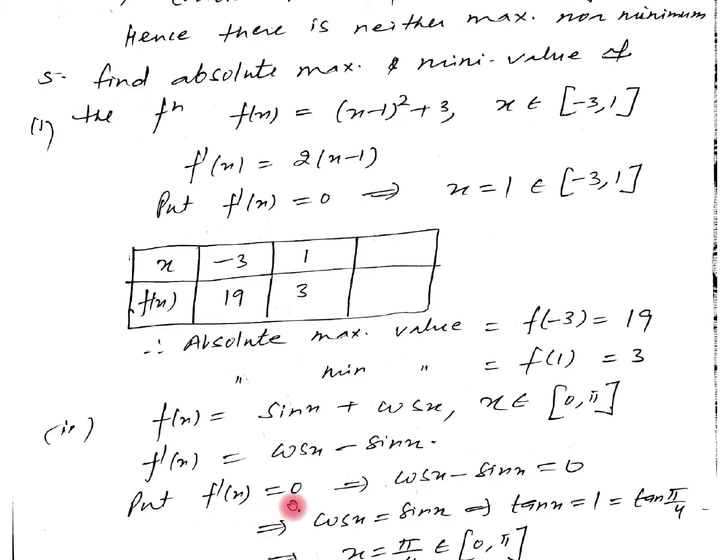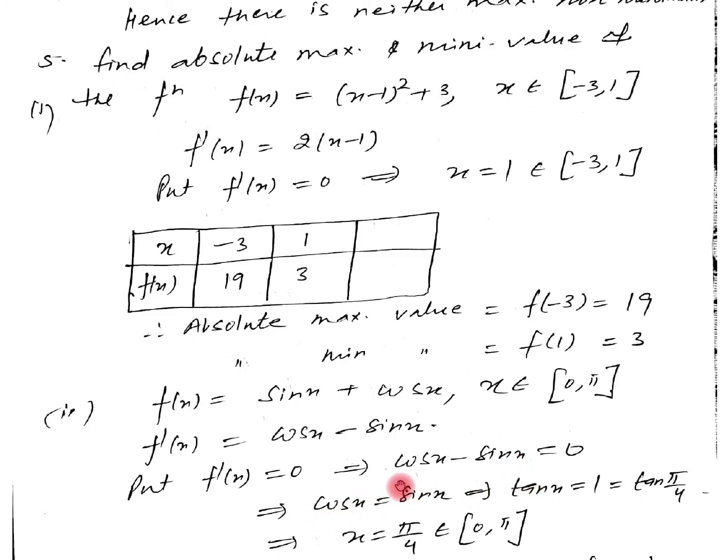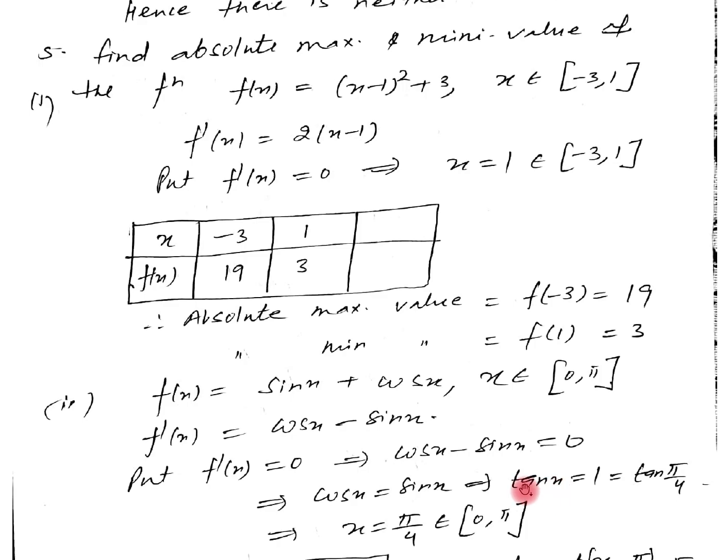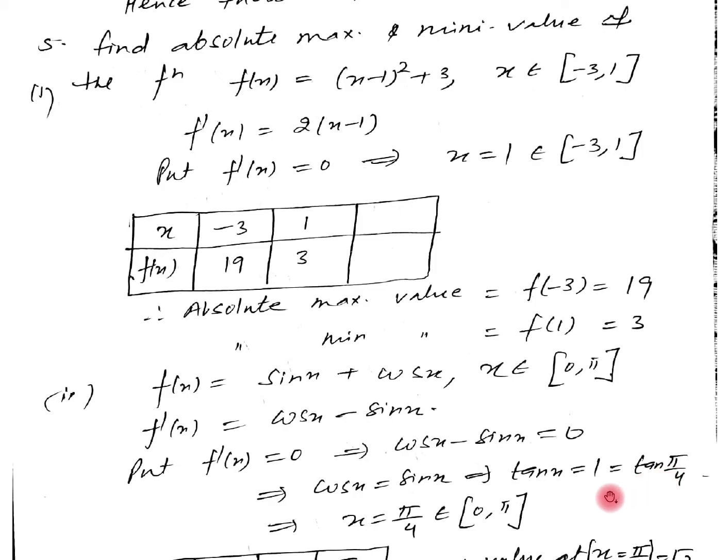Putting f'(x) equal to 0, this implies cos x minus sin x equal to 0. This can be written as cos x equal to sin x. Then converting it into a single ratio, this implies tan x equal to 1. Tan x equal to 1, and our x belongs to this interval. We have only one positive value in this interval, tan x equal to tan pi by 4. So this implies x equal to pi by 4, belonging to this interval.